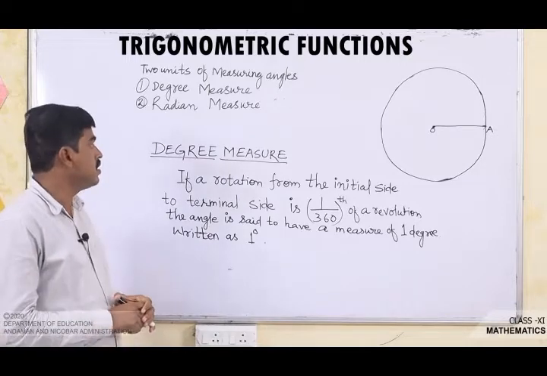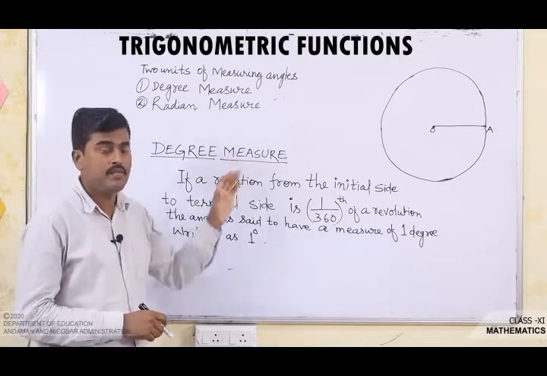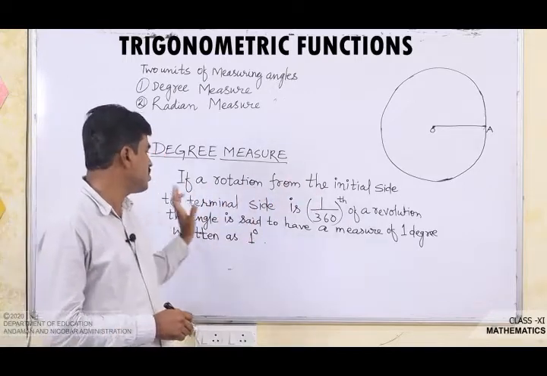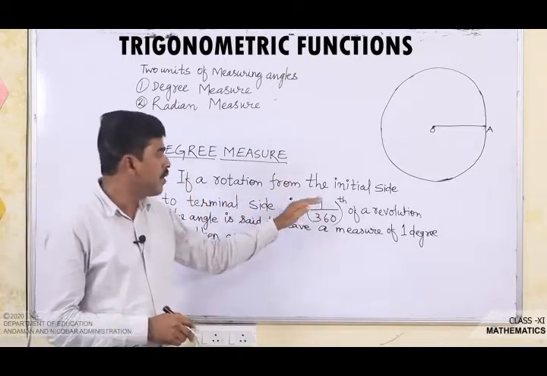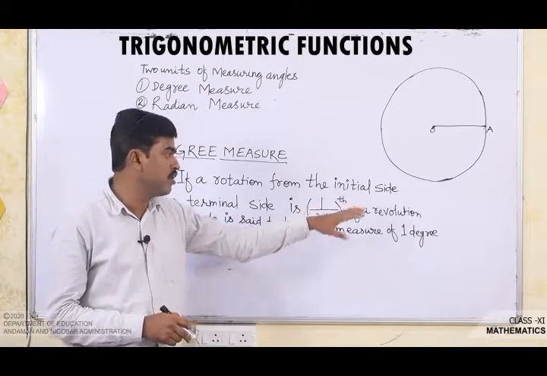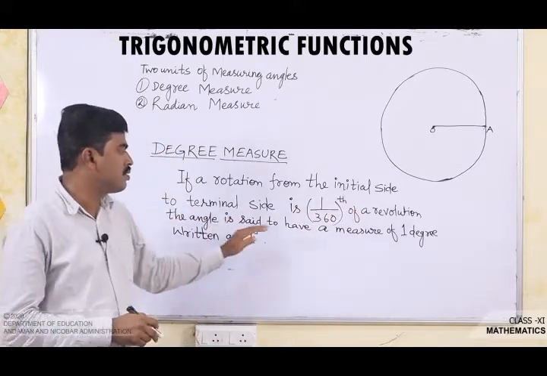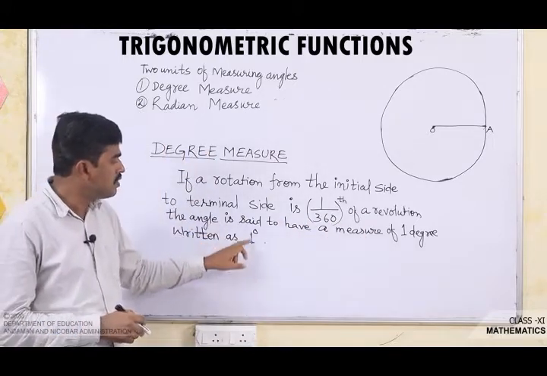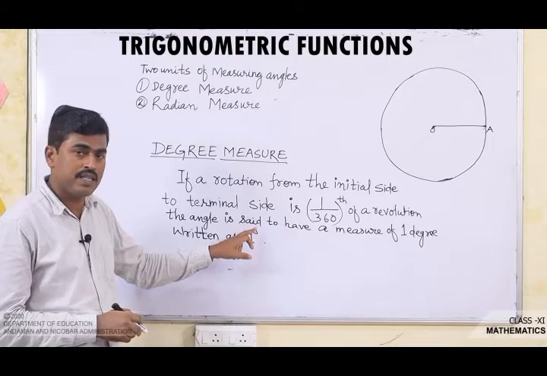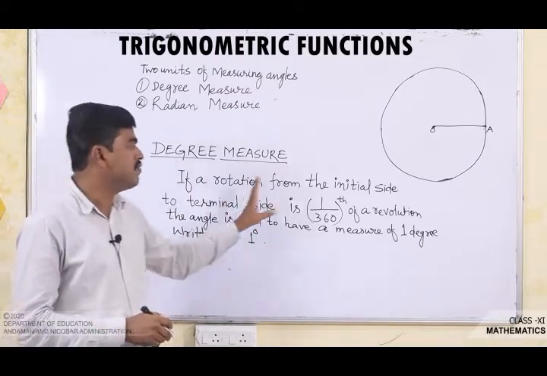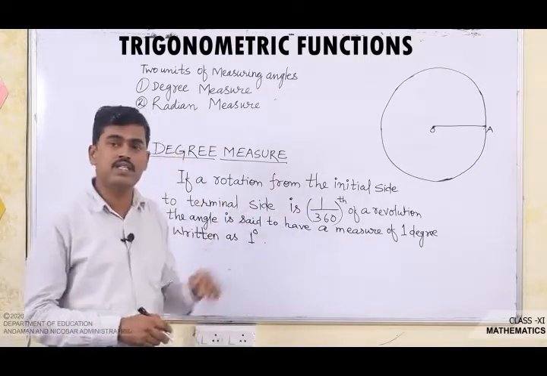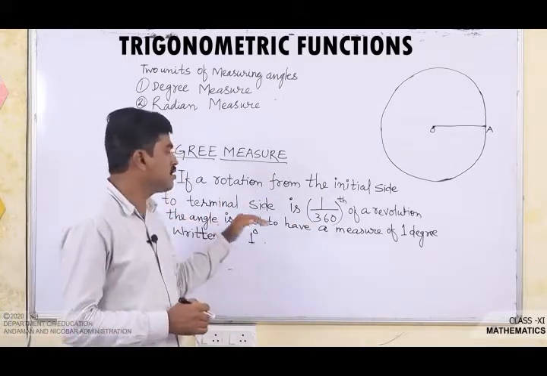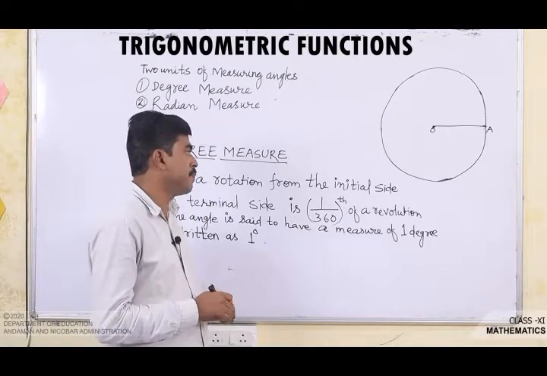So let us see what is meant by degree measure. If a rotation from the initial side to terminal side is 1 upon 360th of a revolution, the angle is said to have a measure of 1 degree, and it is written as 1 degree. This is the symbol for degree that you all know.